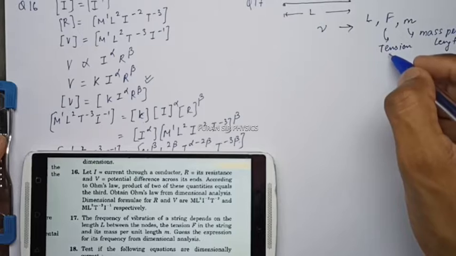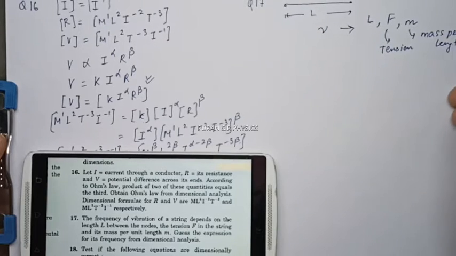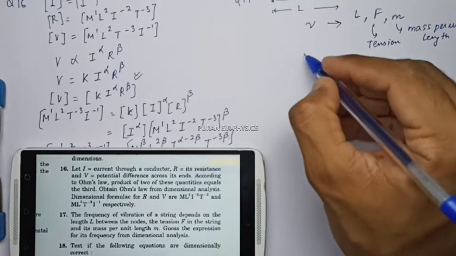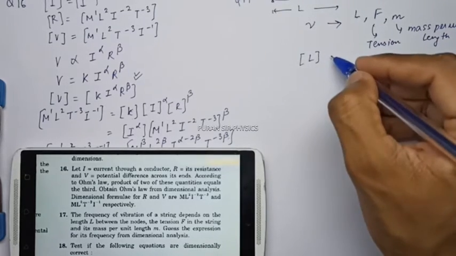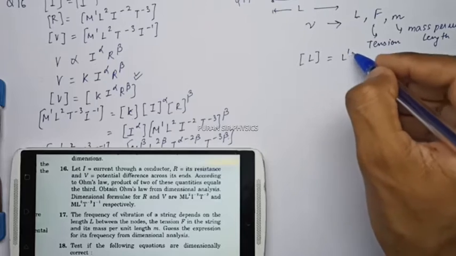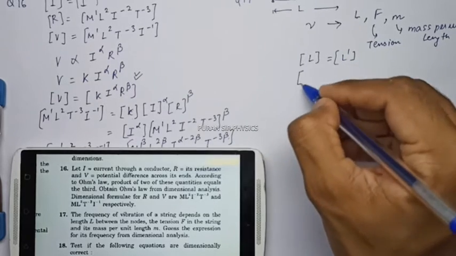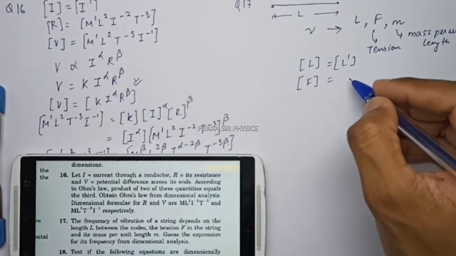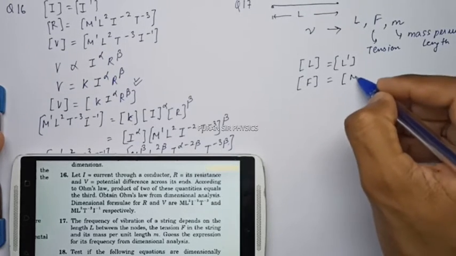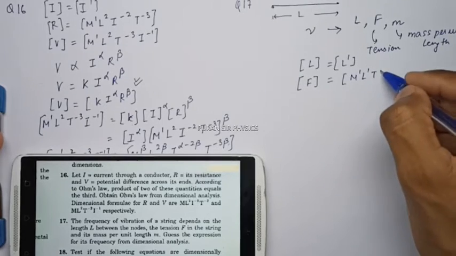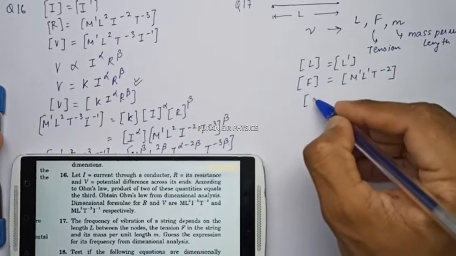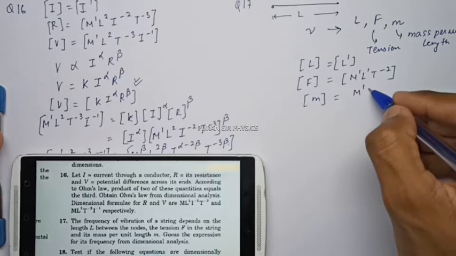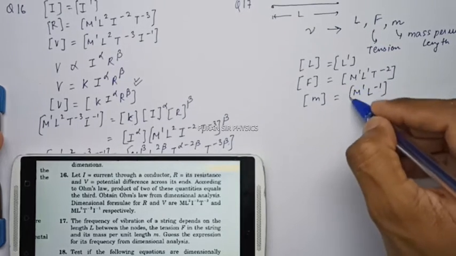Tension has the dimension of force, and mass per unit length is basically mass divided by length. So first of all, let me write the dimensions. The dimension of length will be L raised to power 1, and the dimension of tension in the string will be M raised to power 1, L raised to power 1, T raised to power minus 2. And the dimension of mass per unit length will be M raised to power 1, L raised to power minus 1.